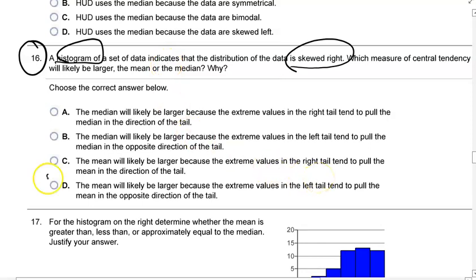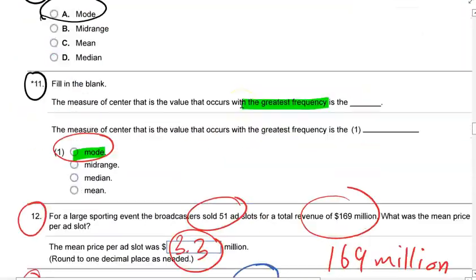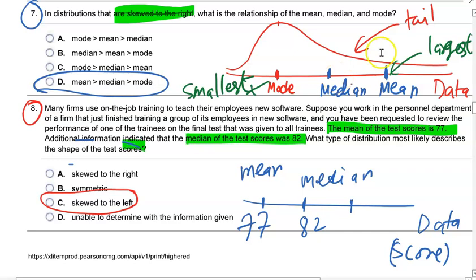Why? Because extreme values in the right tail tend to pull the mean in the direction of the tail. In other words, the extreme values on the right pull the mean towards the direction of the tail. By that, the mean is going to be larger.